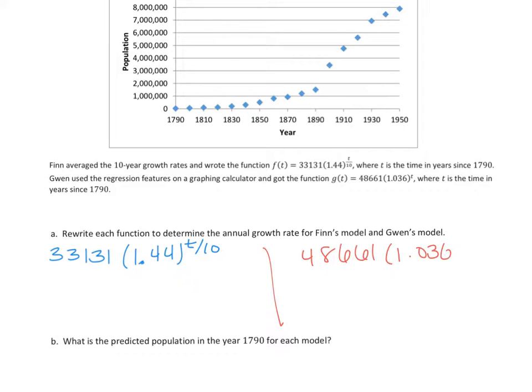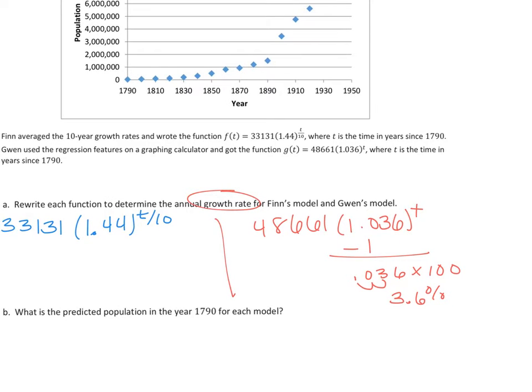So when you try to find the growth rate, it'll be easier for Gwen's model because all you have to do is take away 1 from the b value, which is your growth/decay factor. When you do that, you get 0.036, and to get your rate, just multiply that by 100 to gain a percent. When you multiply by 100, you move it over twice. You end up with 3.6% increase. Remember, you want to state increase or decrease, so I'm going to write increase.